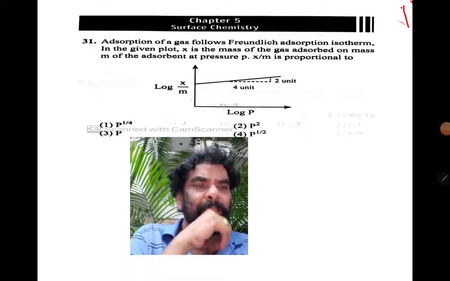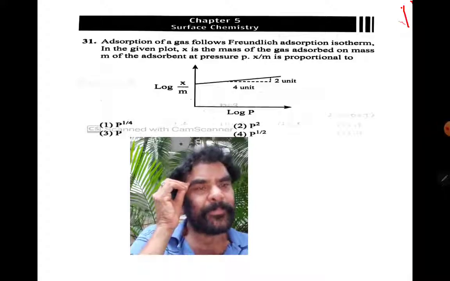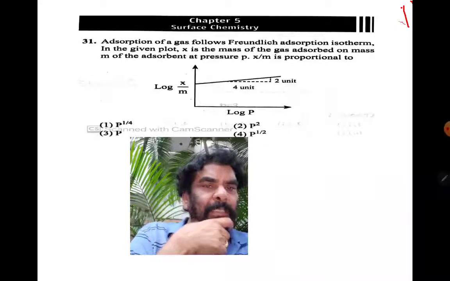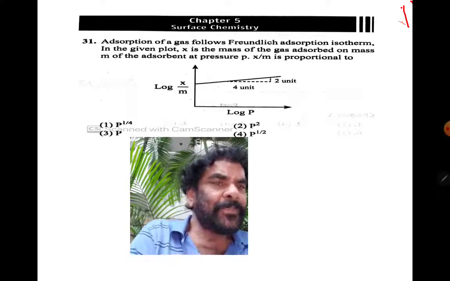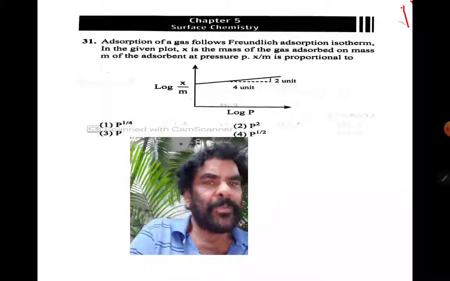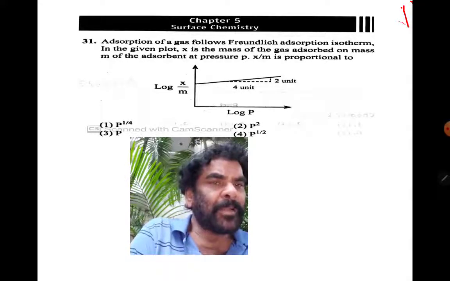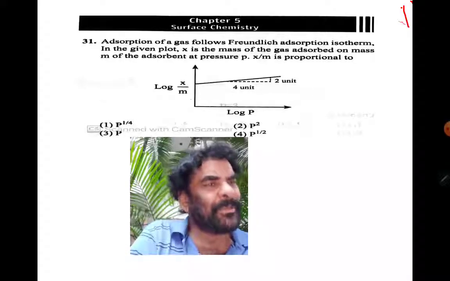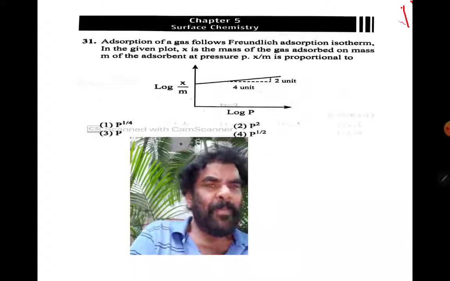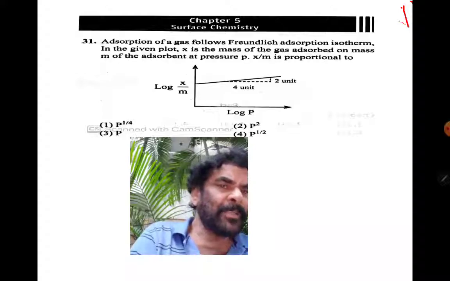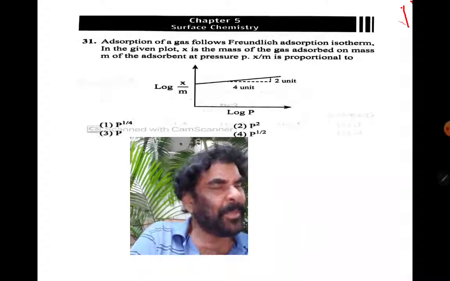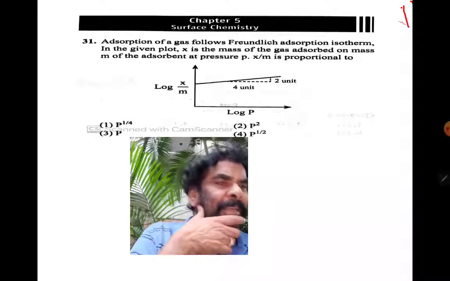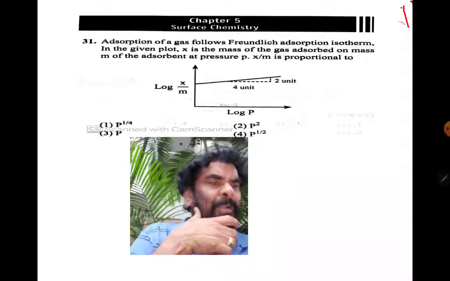In this question, adsorption of a gas follows the Freundlich adsorption isotherm. In the given plot, x is the mass of the gas adsorbed. We know that on mass m of the adsorbent at a given pressure P, x by m is proportional to what?